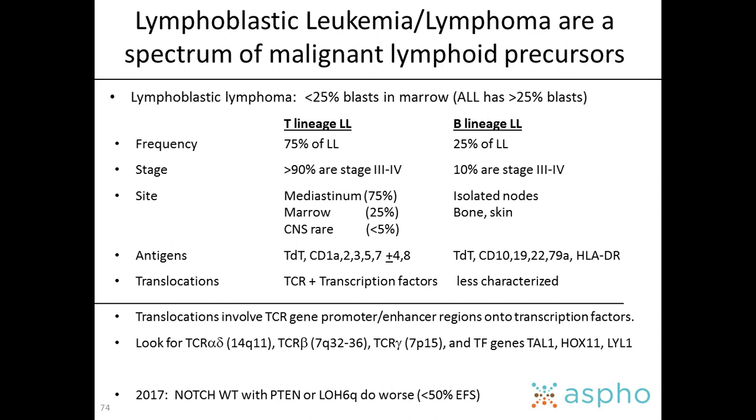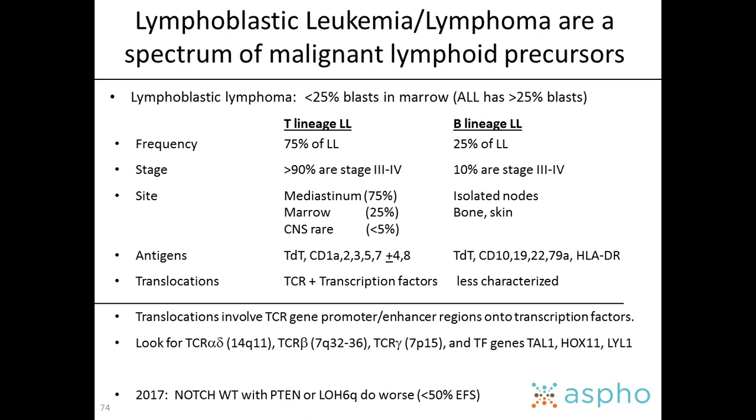T cell has T cell markers, B cell has B cell markers. The translocations are better characterized for T lineage lymphoblastic lymphoma. They tend to be translocations involving the T cell receptor gene promoter enhancer regions onto different transcription factors. So look for the TCR alpha delta, TCR beta, TCR gamma genes, and look for genes like TAL1, HOX, and LYL1. In 2017, currently we don't have a good way to risk stratify T cell lymphoblastic lymphoma the way we do T cell lymphoblastic leukemia.